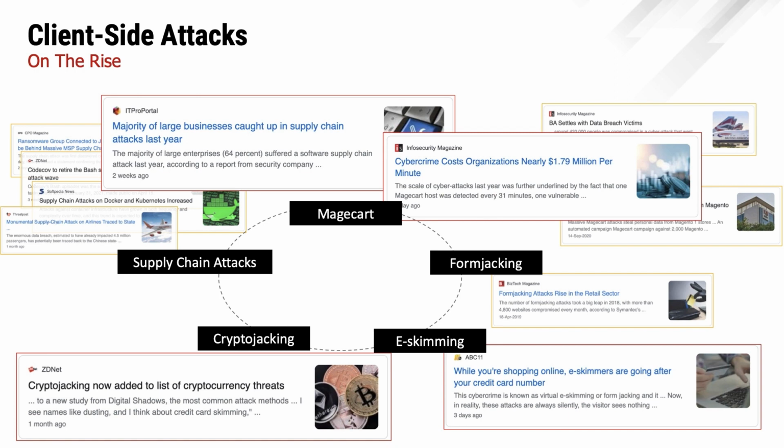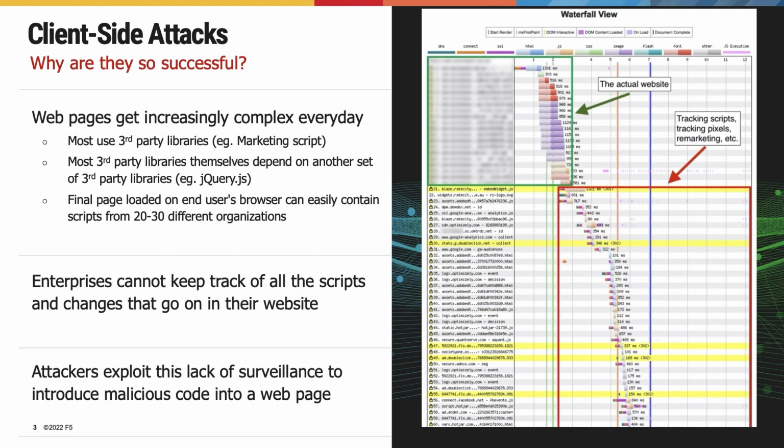rise of client-side attacks. Many organizations have a large blind spot in the supply chain ecosystem, with many different scripts embedded into their sites from third parties. These third parties themselves often depend on another set of third-party libraries, jQuery for example, making it extremely hard to track and secure the supply chain of client-side JavaScript code.